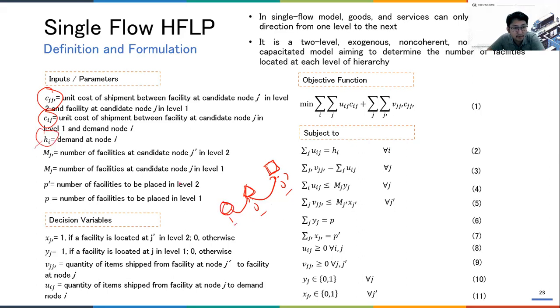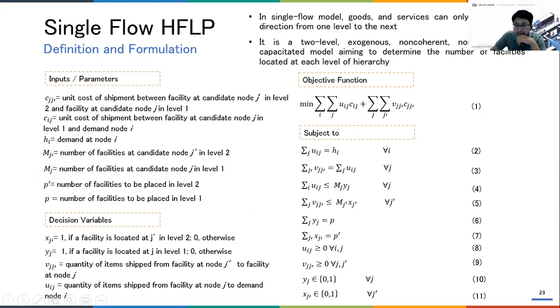And we need to serve all the demand here, HI. And we have the target facility. How many facilities can you open here? How many facilities can you open here? How many facilities are being located in this particular level? How many facilities are available in this particular level? And this is the target facility, P accent and P.